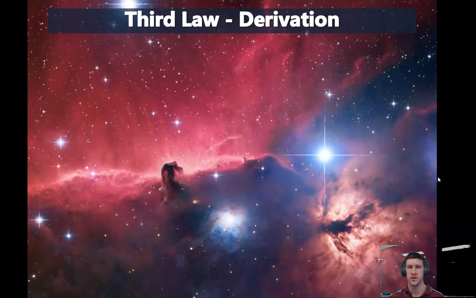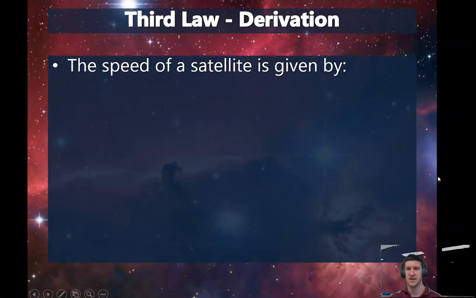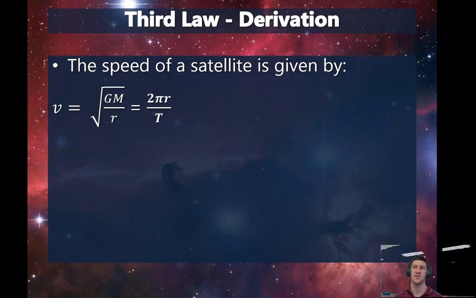To derive Kepler's third law, we first look at the speed of a satellite. From the other derivation that we did and the content that we've already covered, we know that the speed of a satellite is given by this. The velocity is equal to the square root of GM divided by the radius.